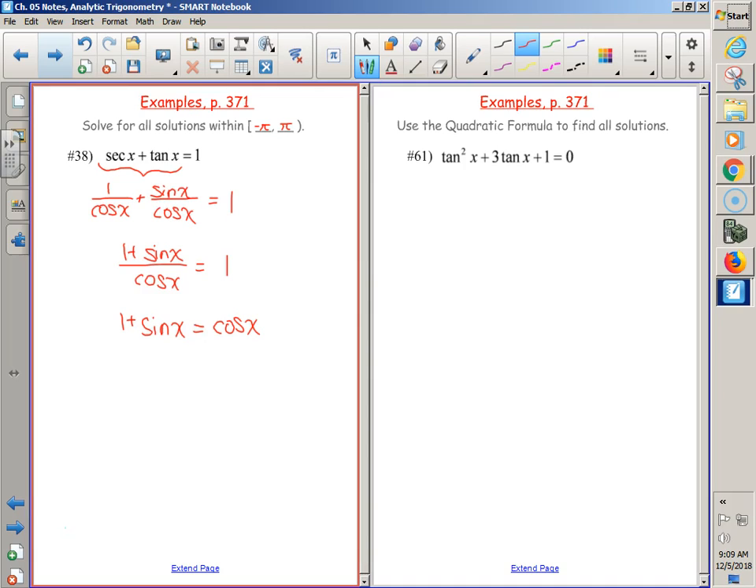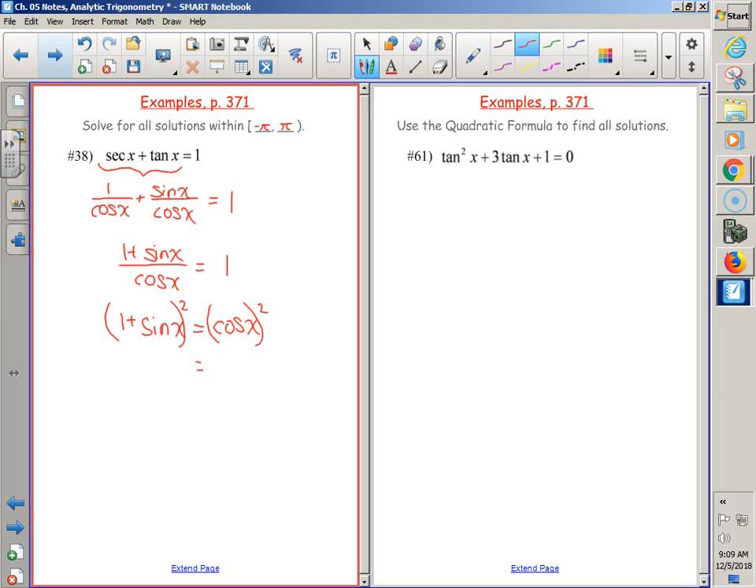You could subtract sine. But then you have something equal to 1. I want factors equal to 0. That doesn't work. What else, Tony? Square both sides? Yeah, we could square both sides. Why on earth would Tony think of squaring both sides?